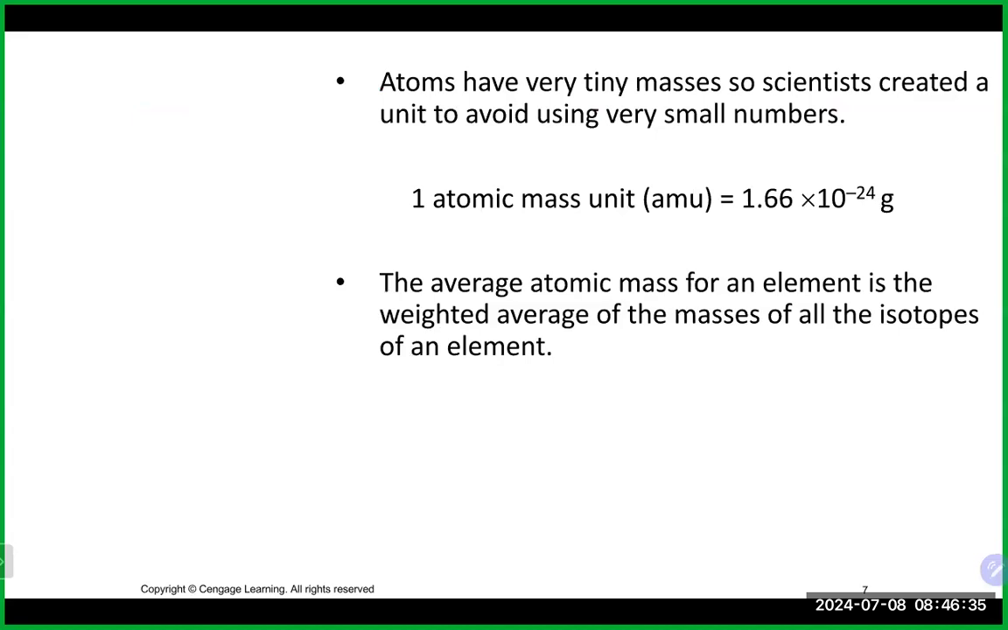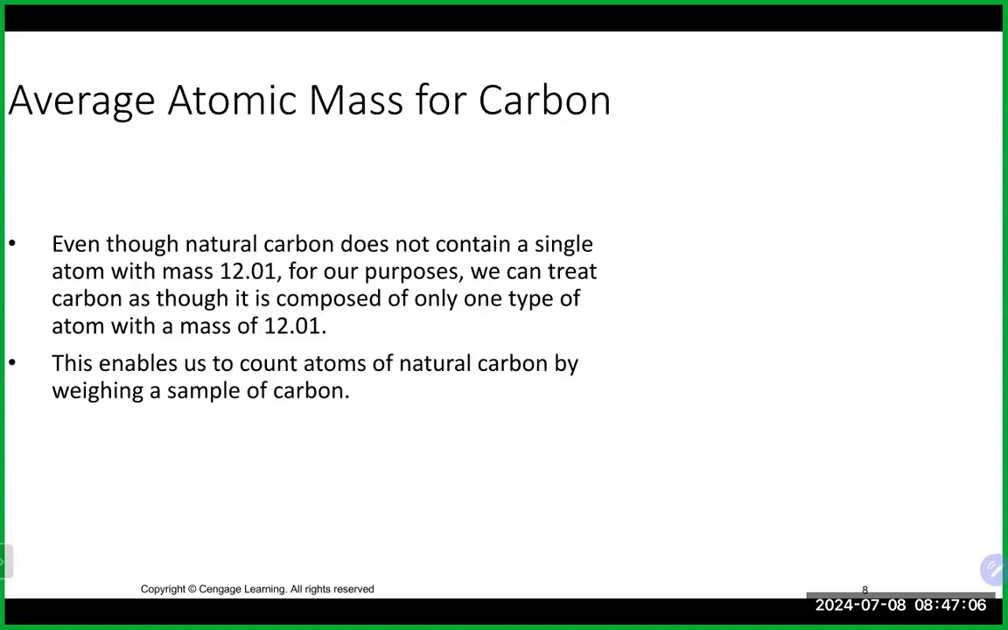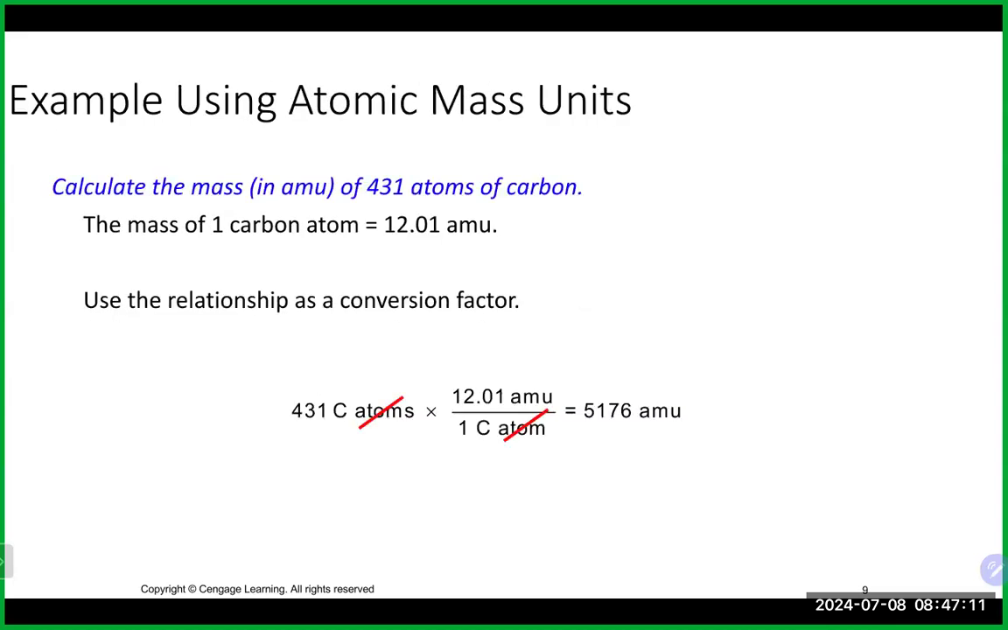Atoms are very, very tiny, and to avoid these small numbers, we sometimes will use something like the atomic mass unit. If you want the relationship in terms of grams, one atomic mass unit is 1.66 times 10 to the minus 24 grams, a super small number. So again, this AMU also gives us an opportunity to use a larger number, rather than having to do calculations with really, really small values. The average atomic mass of these guys, again, is weighted against those isotopes, and that's what we just talked about. You'll never really find one that's 12.01.